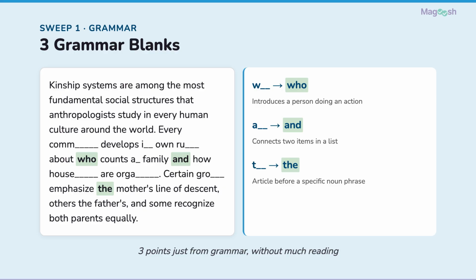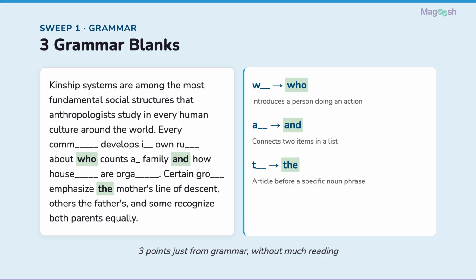Third, toward the end, emphasize blank, mother's line of descent. Before a specific noun phrase like mother's line, English needs a specific article, which is the. Also, notice the parallel structure a bit further in the sentence. Others, the fathers, where the word the appears openly.